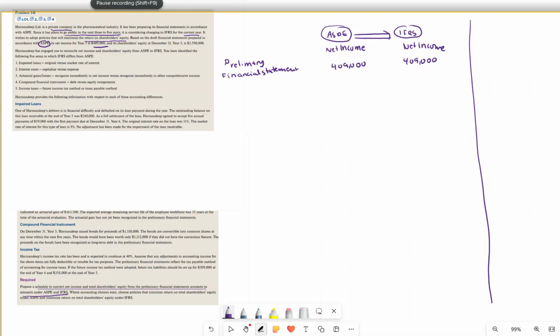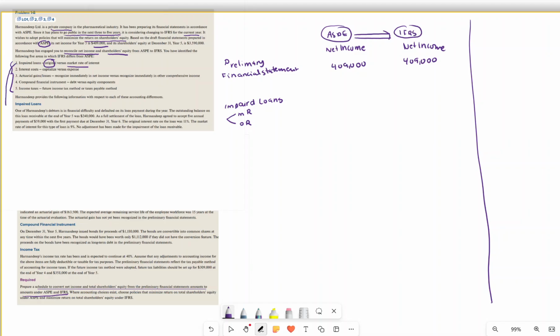Then we need to reconcile the current shareholders' equity, and these are some of the changes that they want you to do. These are the 5 changes. In the first one, you have a loan, and that loan is impaired. If loans are impaired, we have interest. There are two interest rates, the original rate versus the market rate. We need to know what both rates are.